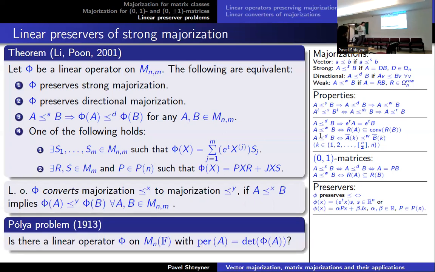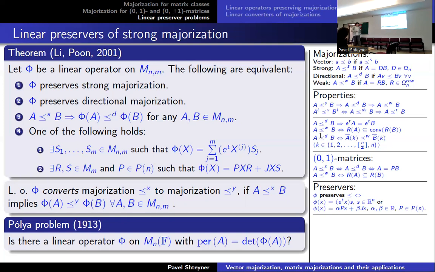Pólya was interested in it. He was interested in whether there are linear operators that convert the permanent to the determinant. Permanent is defined in a similar way, but without changing the sign. What is the permanent? It is defined the same way as the determinant, but you don't alternate the sign. Without alternating the sign, this makes it almost impossible to compute. If you could compute a permanent in polynomial time, this would be a much stronger statement than P equals NP.